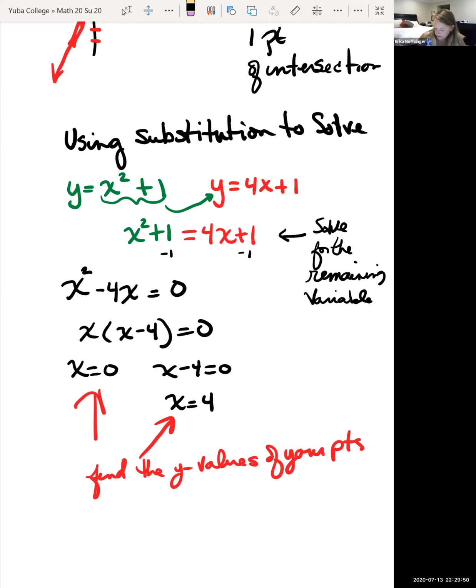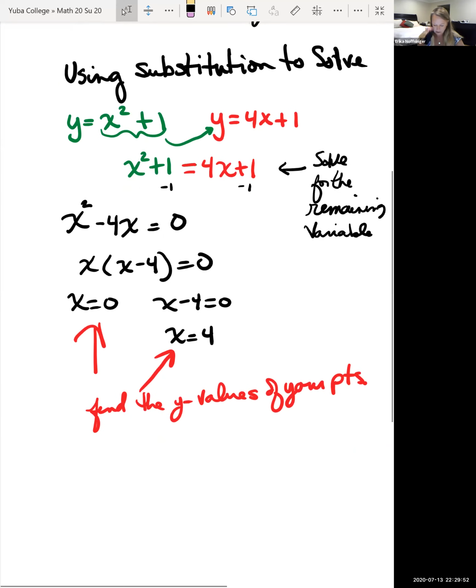points. So I can plug in 0 for x here or here. Notice I get y equals 0 squared plus 1 is 1. I plugged it in here, I get y equals 4 times 0 plus 1. So 4 times 0 is 0 plus 1 is 1.